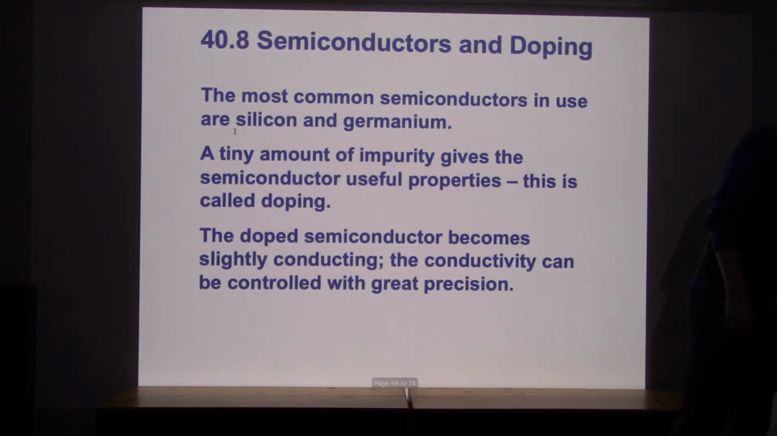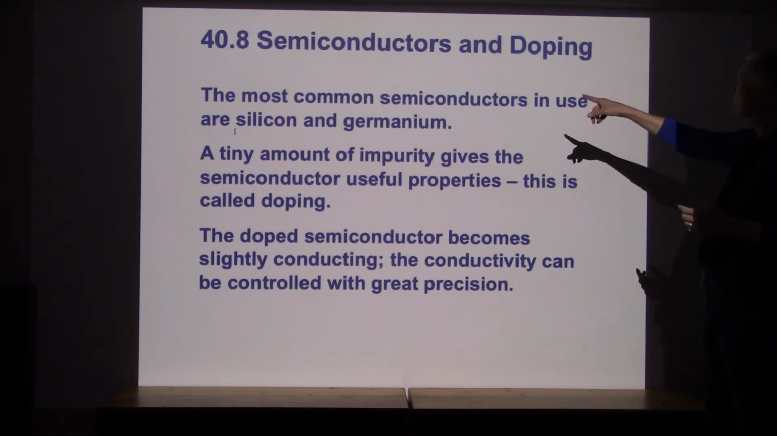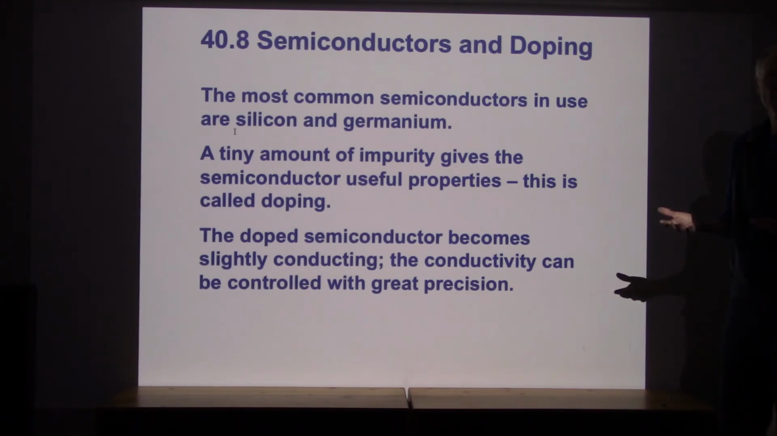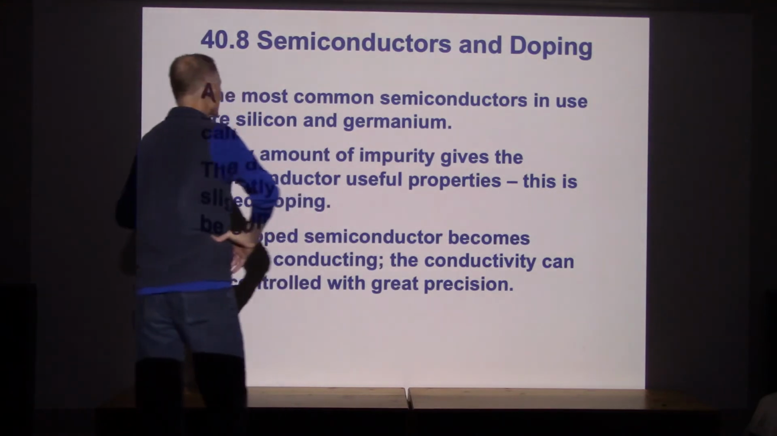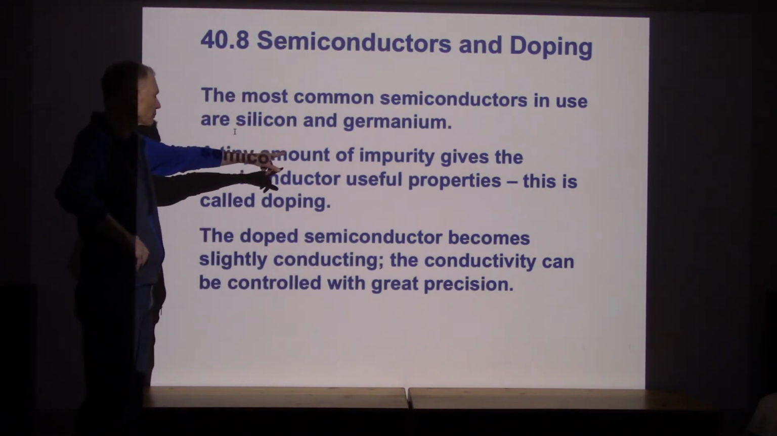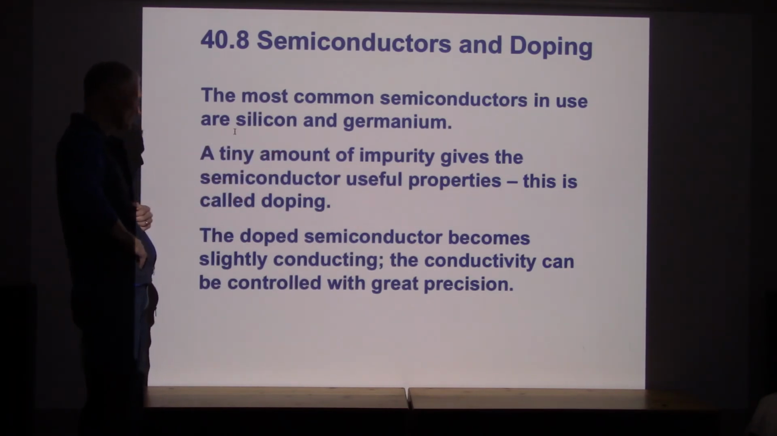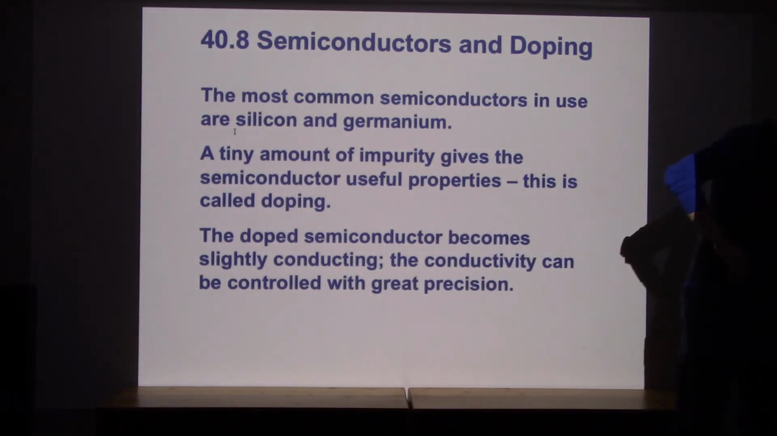All right, semiconductors and doping. So we talked a bit about taking silicon and putting impurities in. Creating a piece of silicon with other materials in it is called doping the material. The most common semiconductors that we use are silicon and germanium. A tiny amount of an impurity, a tiny amount of doping, can increase the conductivity quite a bit. So that's what we are looking to do here.